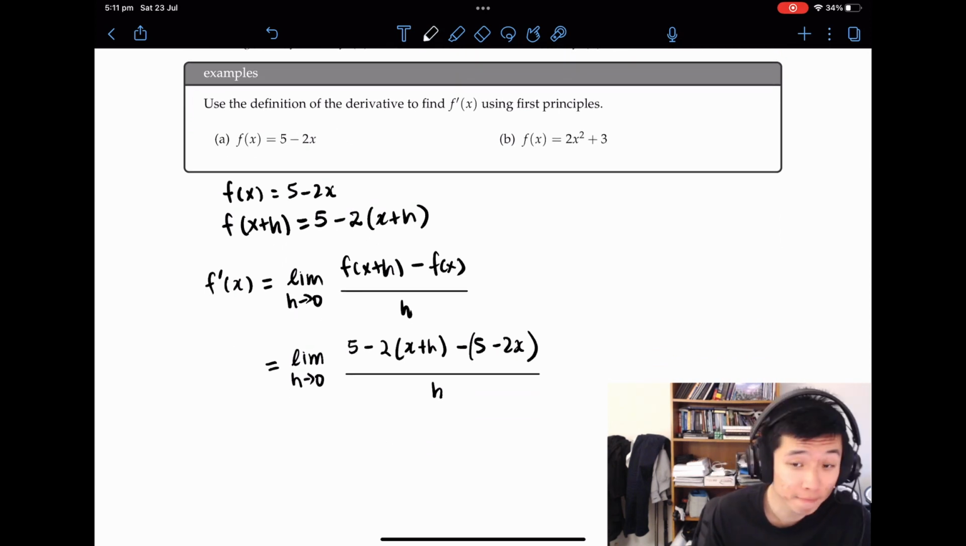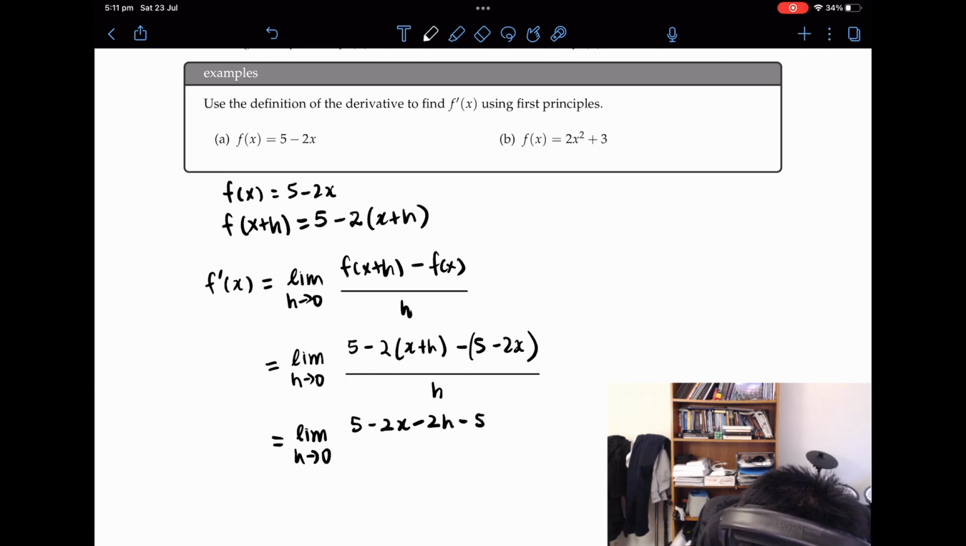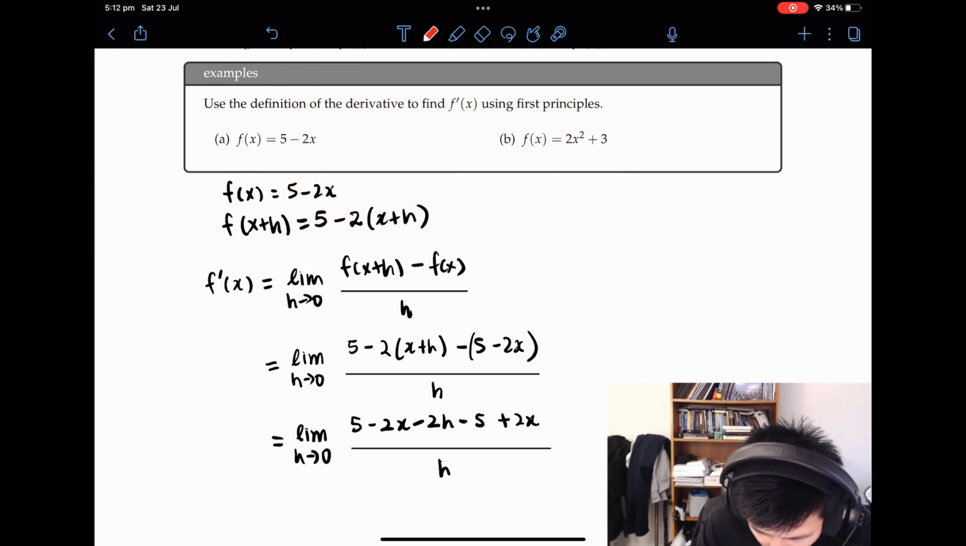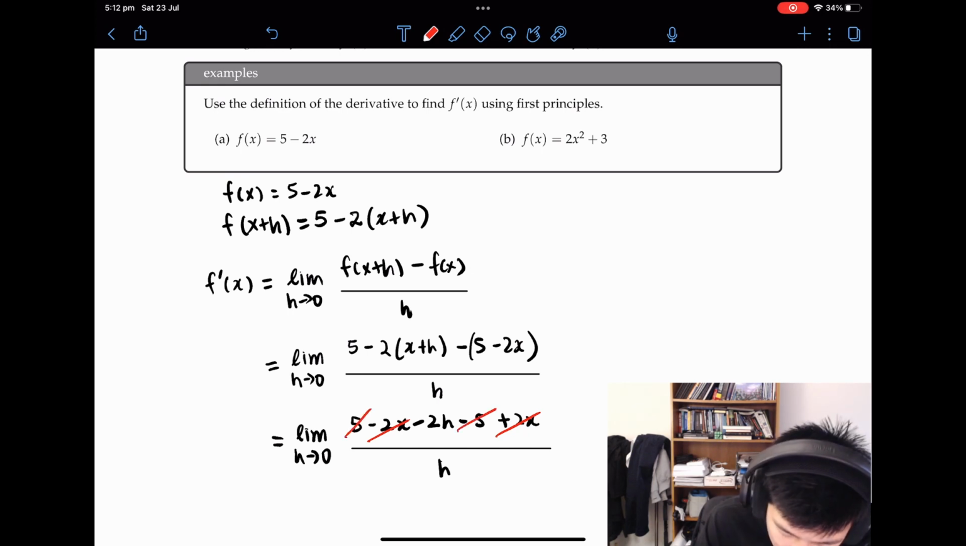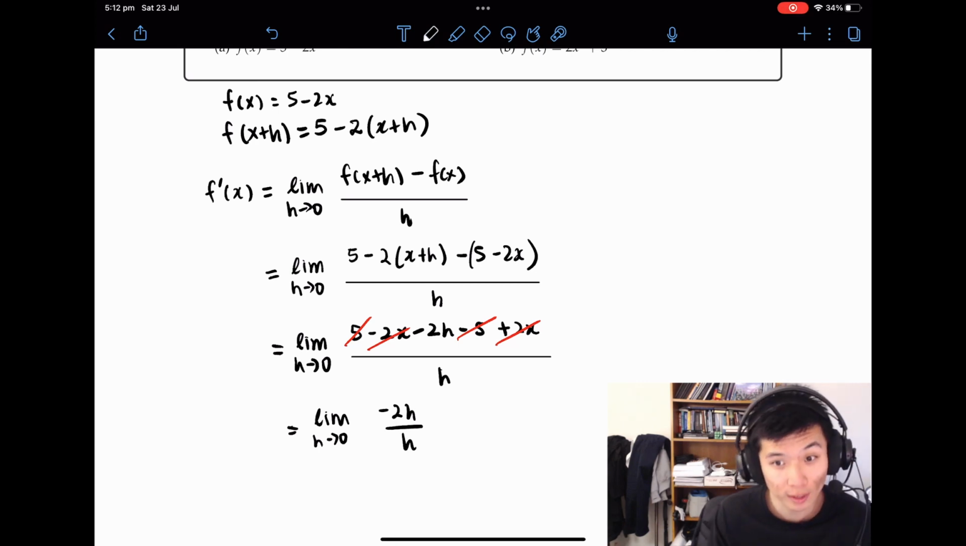Now, on the top, hopefully you can see that I can just simplify that. So let's simplify the numerator. I'll expand, so I'll get 5 minus 2x minus 2h minus 5 plus 2x over h. Now, if you see there, I can cancel the plus 2x and the minus 2x, and the 5 and the minus 5 disappears. And so really what I'm just left with is the limit as h approaches 0 of minus 2h over h. And you see now we can cancel h.